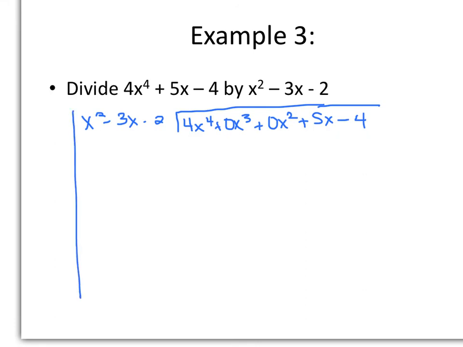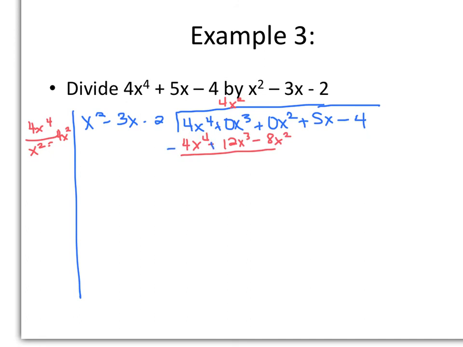Take my margin. Take the first term, divide it by the outside first: 4x squared. Write that on top. I always scoot over 1. Now you're going to multiply 4x squared times these guys. So that'll be 4x to the 4th minus 12x cubed minus 8x squared.